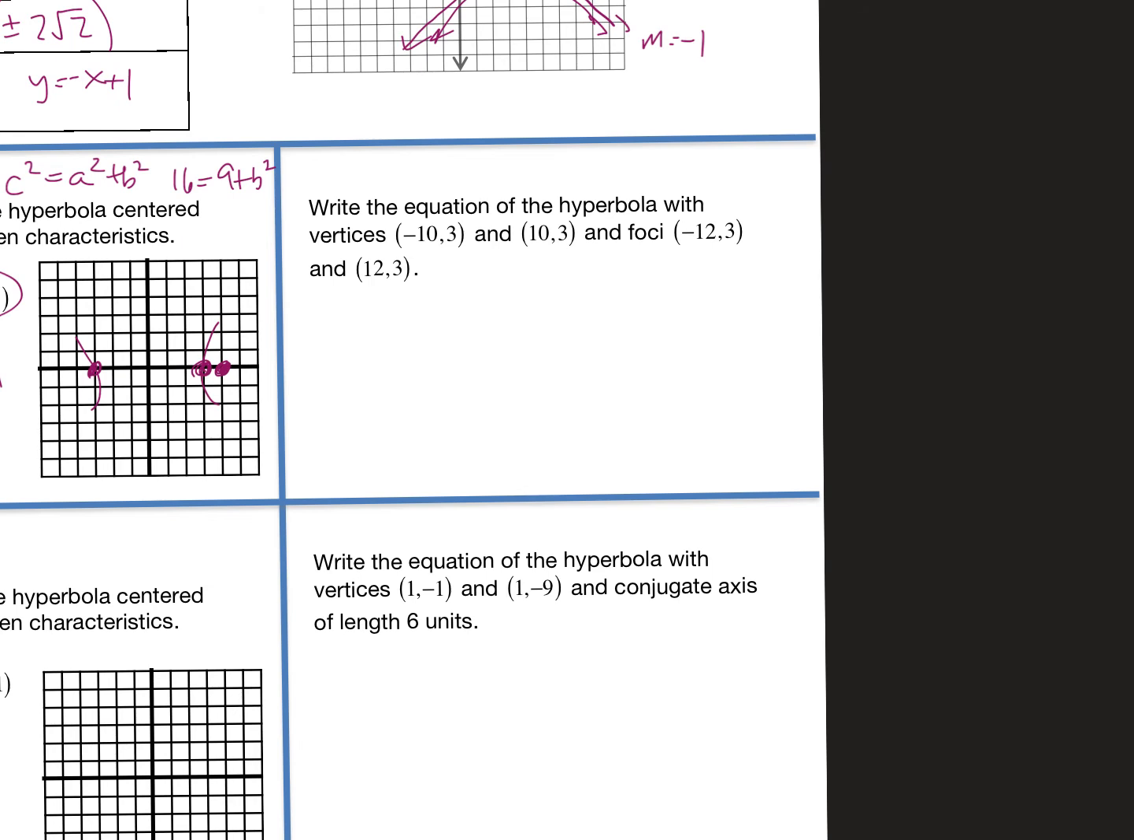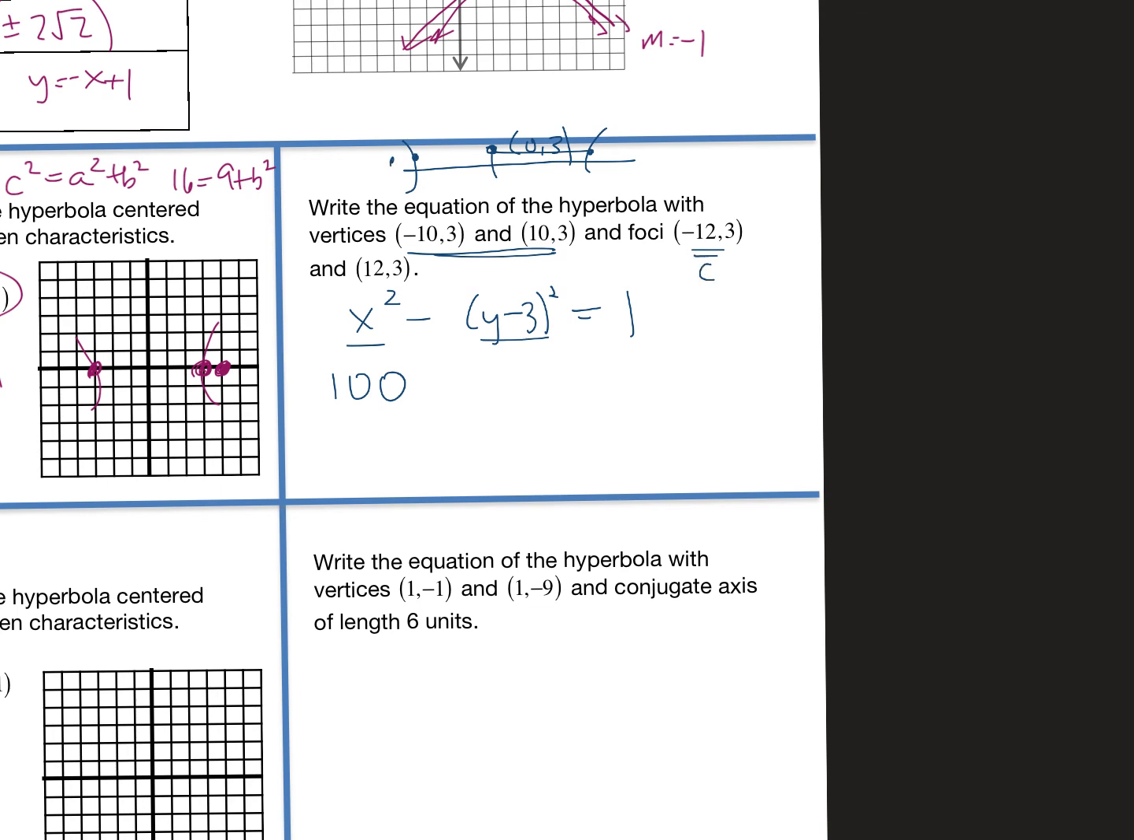This will be sort of similar. I have vertices at (-10, 3) and (10, 3). So I'm thinking of this graph here. That means it opens left and right, and my center is at (0, 3). So let me put the x first. x squared minus (y minus 3) squared equals 1. And I know to get from the center to one of those points was a counting of 10, which means this must be 100.